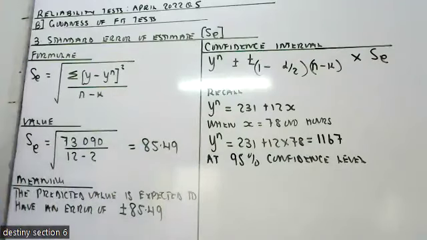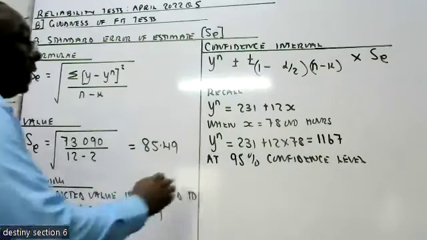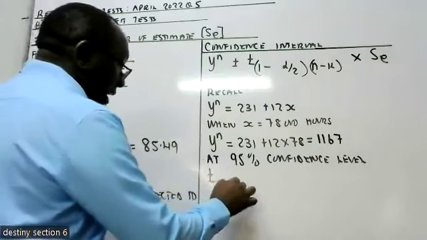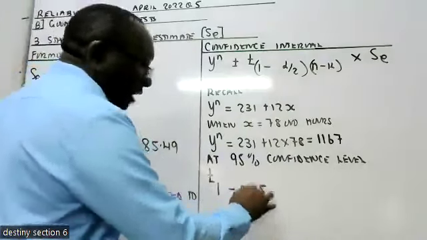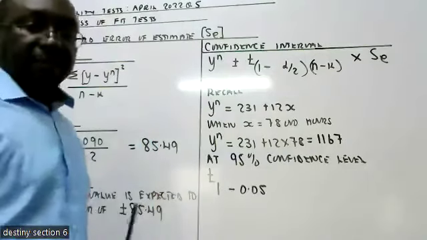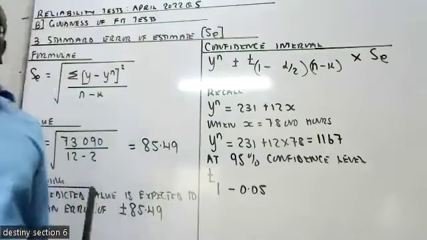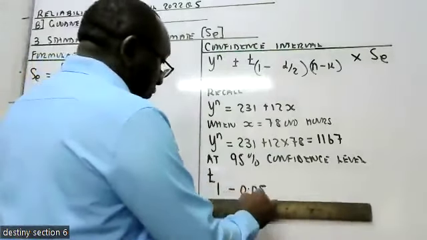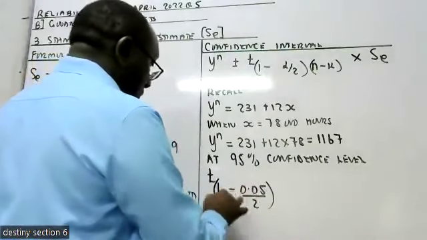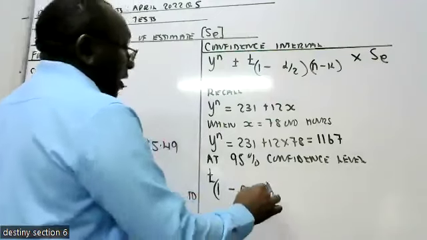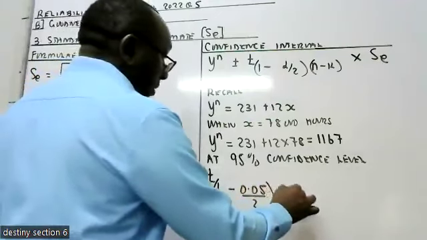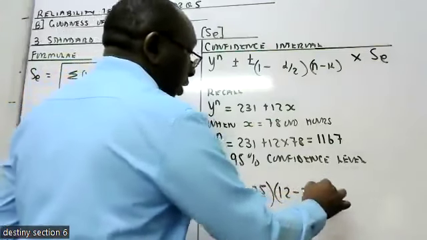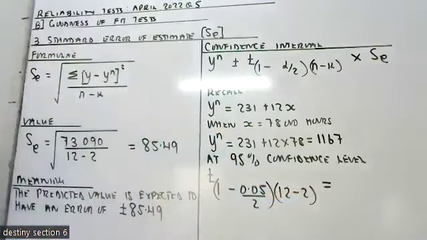So, t at 1 minus alpha over 2. I told you alpha is the value that remains for you to go to 0, so you divide it by 2 here. N is 12 minus 2, so the degrees of freedom is 10. Go to your t tables.